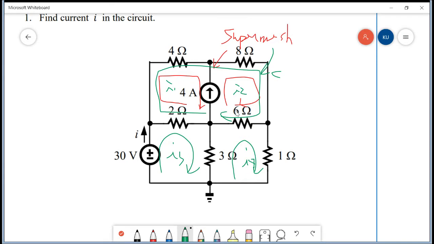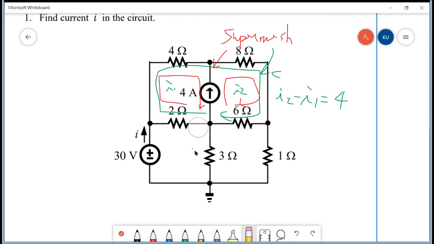And finally, we also have I2 minus I1 equals 4. This is 4 A, so I2 is pointing upward, and I1 is pointing downward. So I2 minus I1 equals 4. After eliminating I1 or I2, we can write three mesh equations with three unknowns. So this is the way we can use mesh analysis.